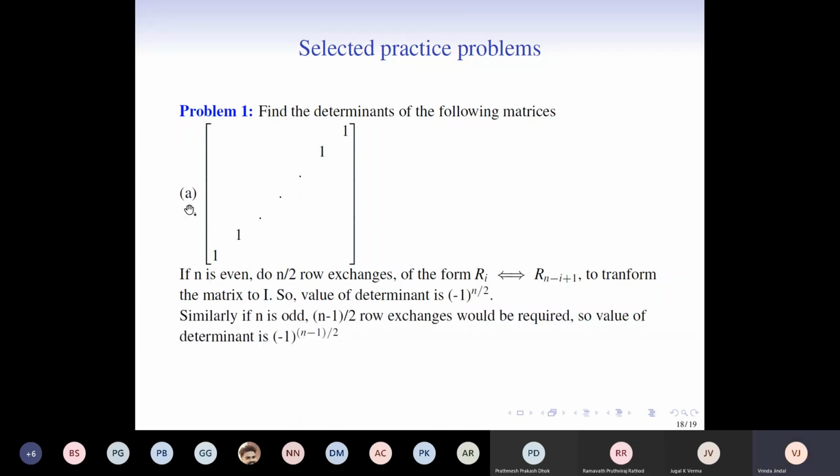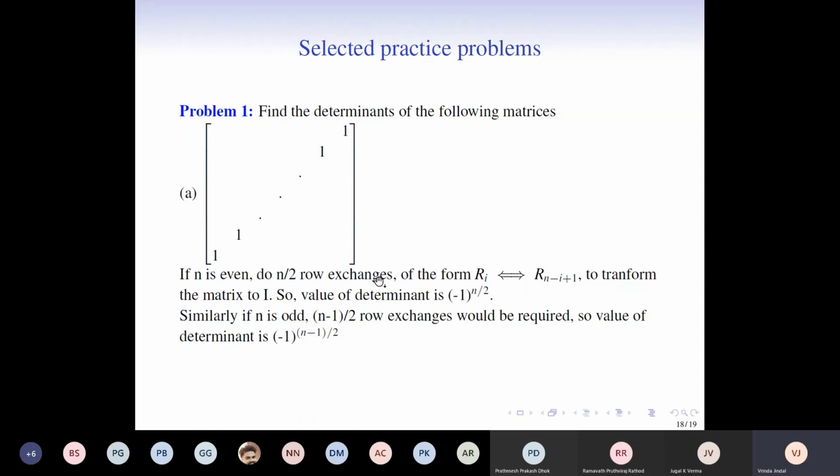So the final answer is -1 raised to power n by 2. Similarly, if n is odd, say n equal to 5, then the middle row is row 3, and if n equal to 7, then row 4, something like that. This row, at position n plus 1 by 2, need not be changed, and for all the other rows we'll have to exchange their positions.